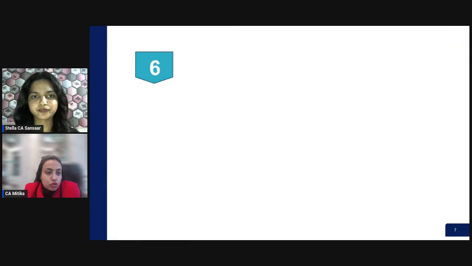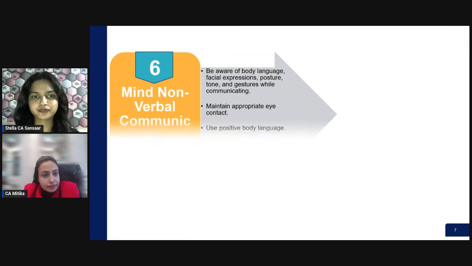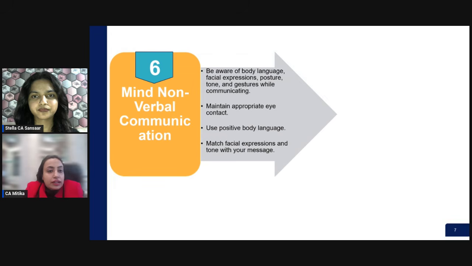Let's approach rule number 6. What does it say? Non-verbal communication. Again, for a detailed understanding of this, please refer to our previous session on business communication. Here we'll just talk in a precise manner. Be aware of your body language, facial expressions, postures, tonality, and gestures while communicating.